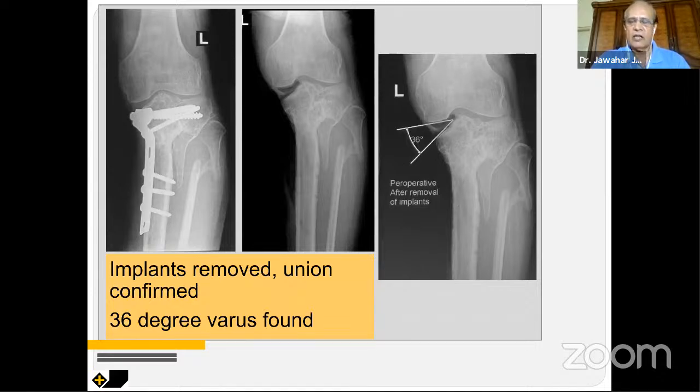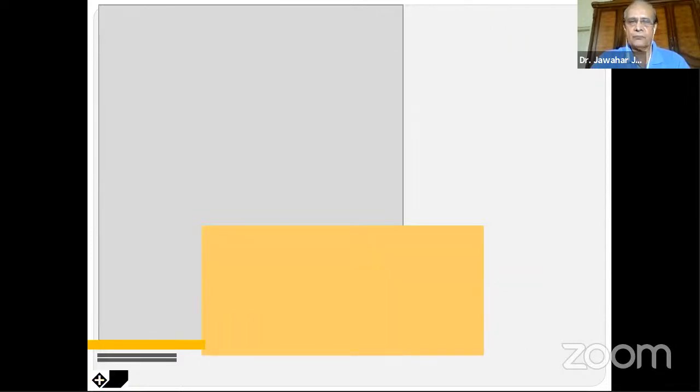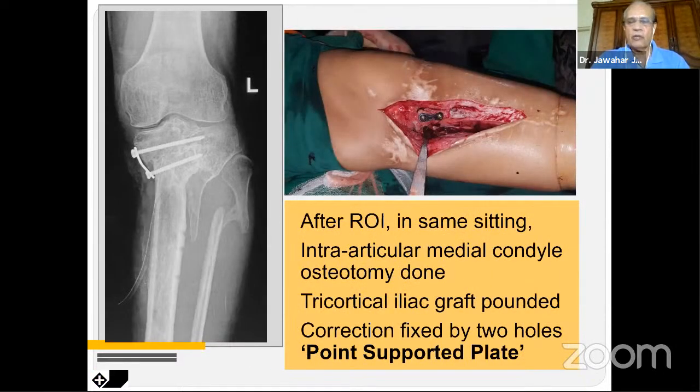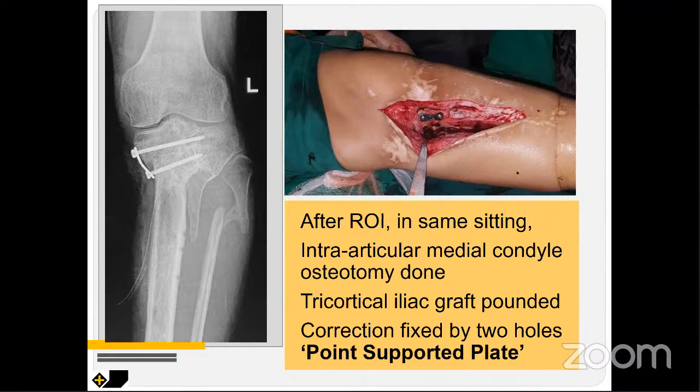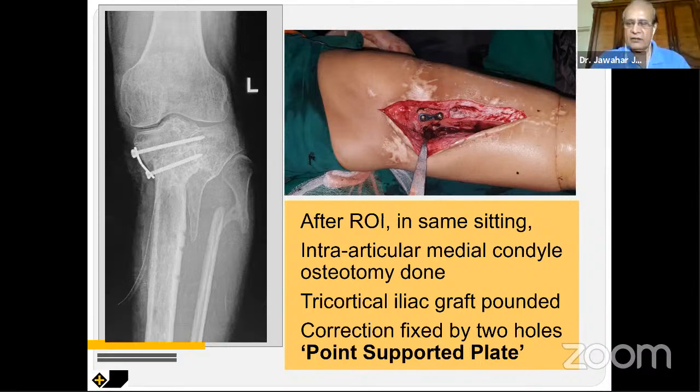Intraoperatively, I just tried to check how much is the depression. And I found that there is a 36 degree of varus, I mean the depression on the medial side which is causing the varus overall. So at that point of time, I just removed everything and did an intra-articular medial condyle osteotomy and fixed it with a point supported plate.